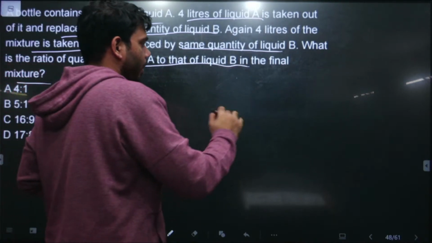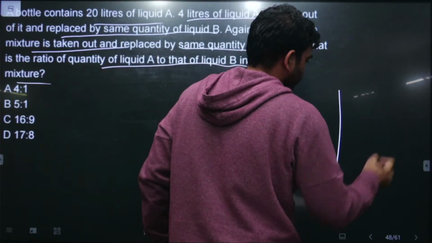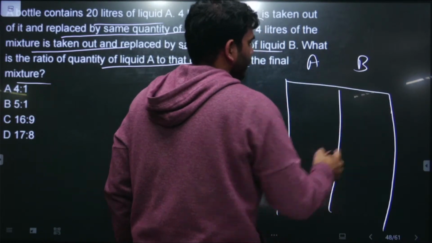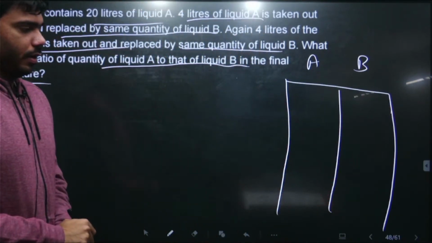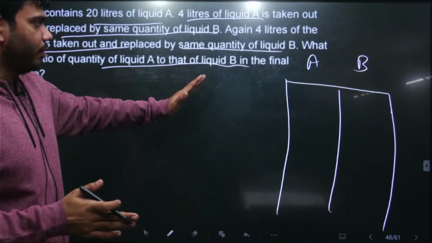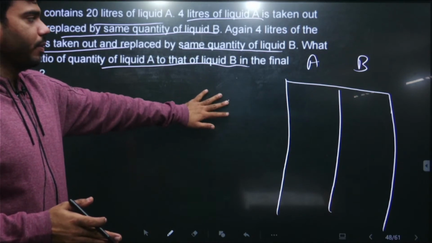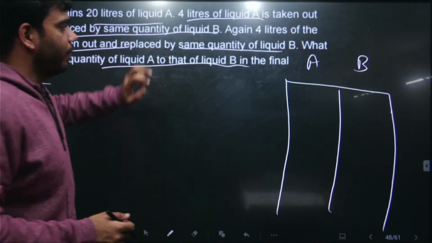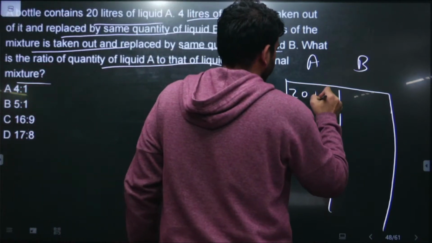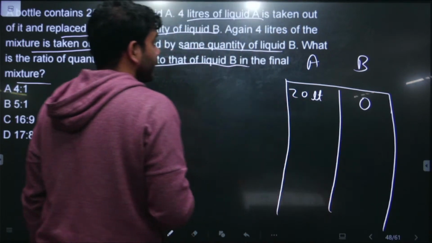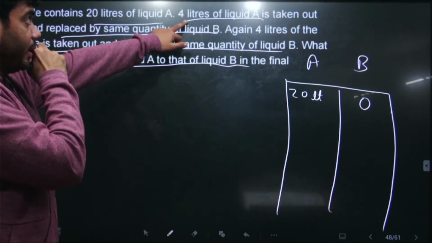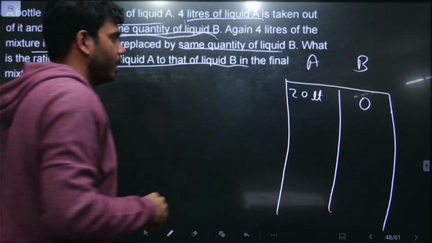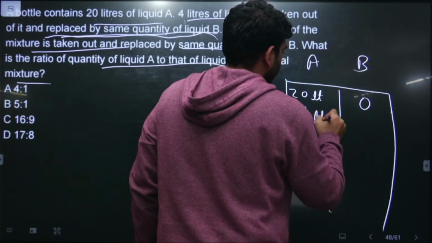Right, let's solve this by making a diagram. It's very simple. A, B, the quantity of A and B at different time frames, when different inclusion and exclusion is happening on the solution. Initially it is provided that there is a solution of 20 liters completely of A. So we have 20 liters of A and 0 liters of B. Then it is given that 4 liters of liquid A is taken out and replaced by the same quantity of liquid B. That means 4 liters of A we removed, leaving 16 liters of liquid A.